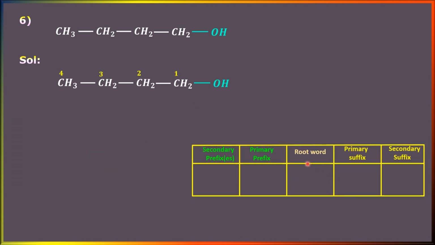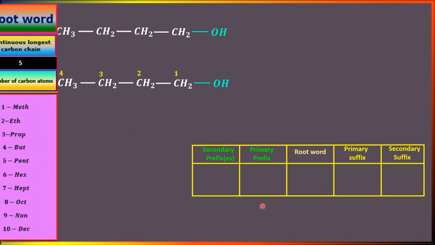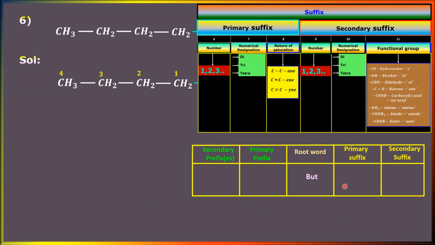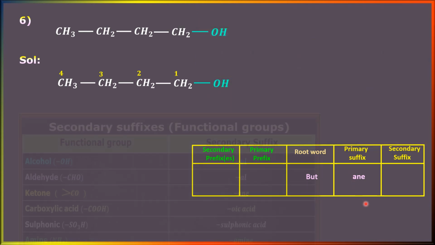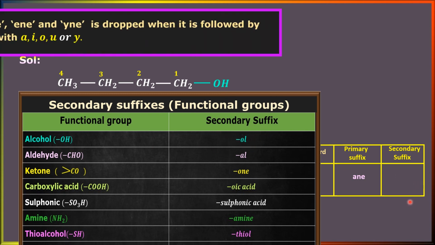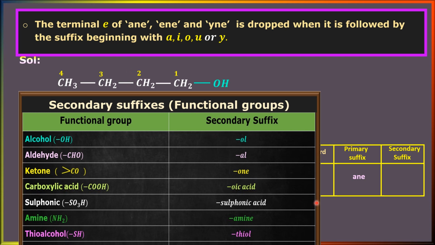Now, root word, 4 carbon atoms are there in this compound. So root word is but. Next, primary suffix is an because only single bonds are there. And coming to the secondary suffix, you see here, OH functional group is there. So the functional groups are represented by secondary suffixes. So here alcohol functional group is there. The secondary suffix for it is ol.